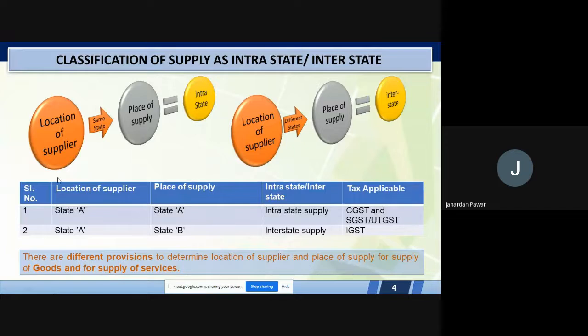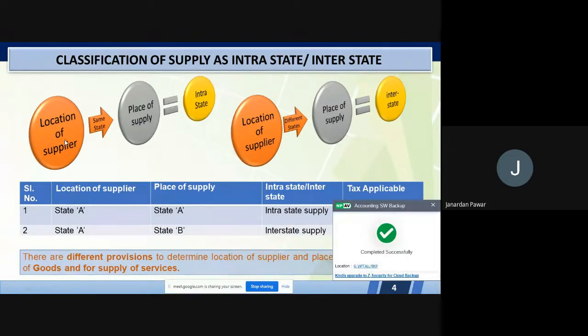If you look at the first one, that is intrastate: location of the supplier and place of supply. Remember, location of the supplier and the place of supply, both are in the same state. When both are in the same state, it can be called intrastate. For example, the supplier is from Baramati and the person who is going to receive the goods or services is in Pune. So the location of the supplier is in Maharashtra, and the place of supply is also in Maharashtra. This kind of transaction is called intrastate.